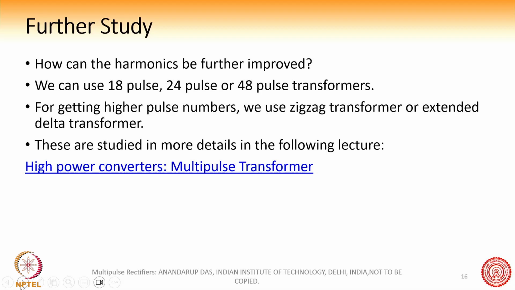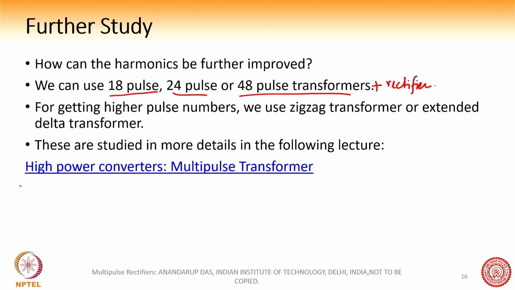So we can use even higher pulse rectifiers. Okay, this is a little bit advanced. Suppose we use an 18 pulse rectifier, 24 pulse rectifier, 48 pulse rectifier. So this is not a transformer plus rectifier arrangement. This is slightly advanced, so we take it up at a postgraduate level. Okay, so we are not going to cover this one.